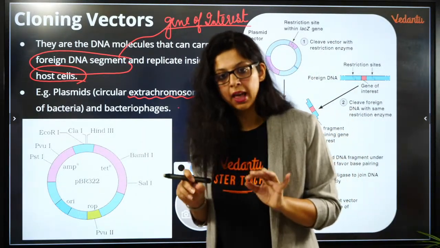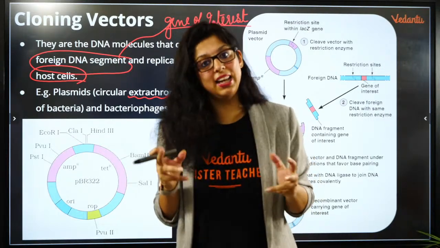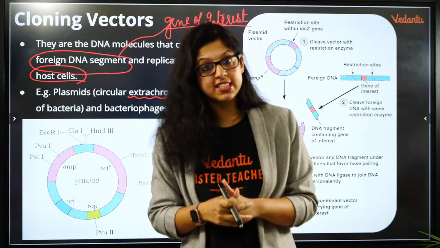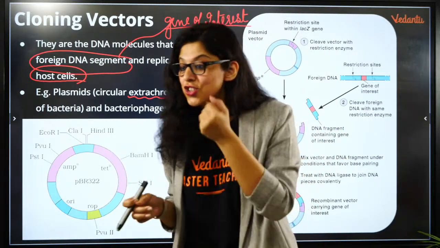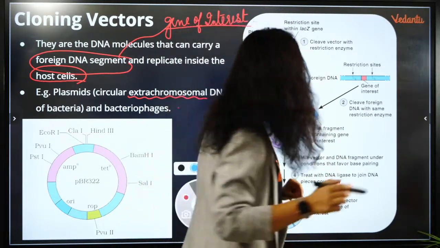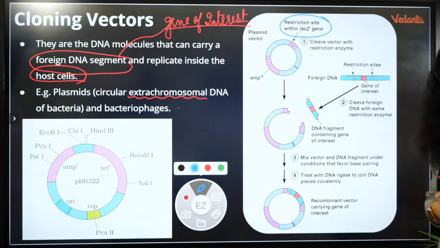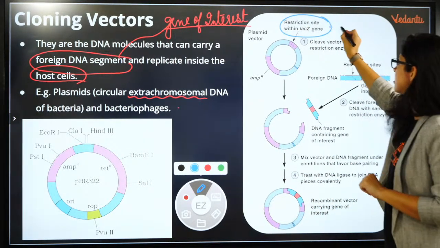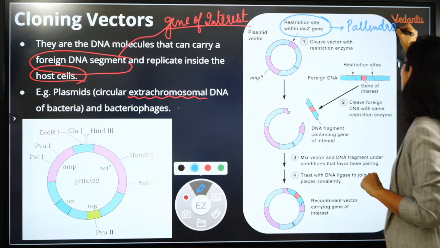Now see. You need a site which can be cut by an enzyme. What is the name of the enzyme which is going to cut? The name of the enzyme which is going to cut is called as restriction endonuclease. So can I call this site as a restriction site? What is the restriction site? Restriction site will have palindrome.